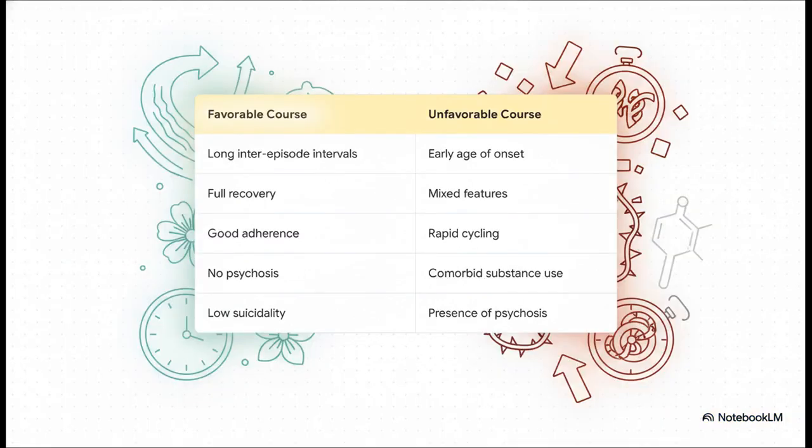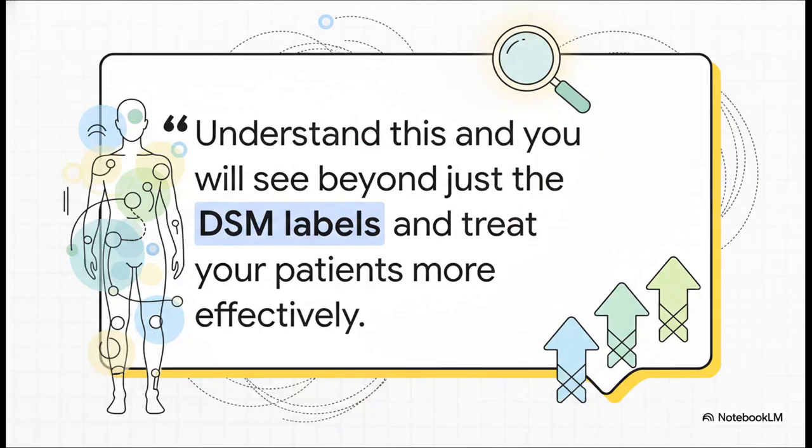This right here is where it all comes together in a super practical guide. On the left, you've got the features of a more favorable prognosis, things like a later onset and full recovery between episodes. And on the right, you have the red flags, the early onset, those mixed episodes we talked about, rapid cycling, comorbid substance use. This synthesis of our 7-dimension history gives us a much, much clearer sense of the likely road ahead for our patient.